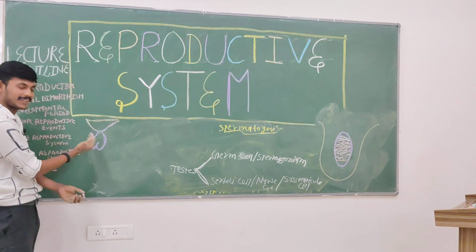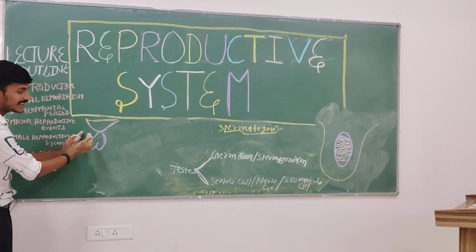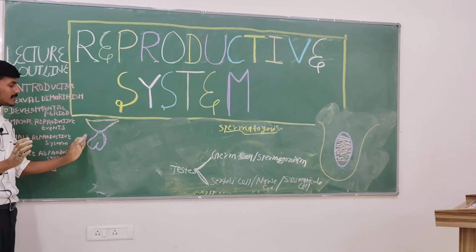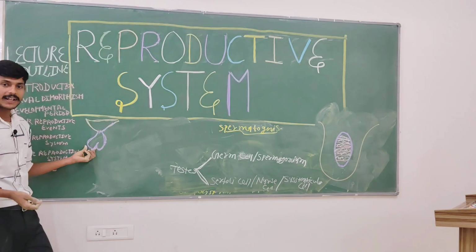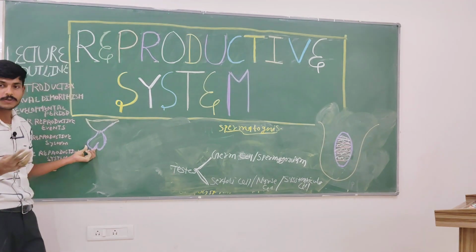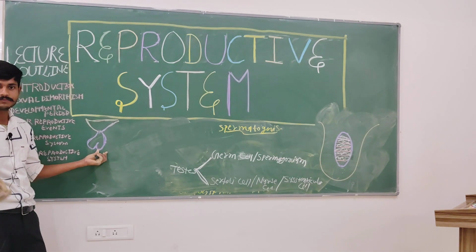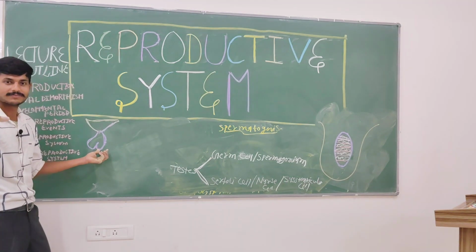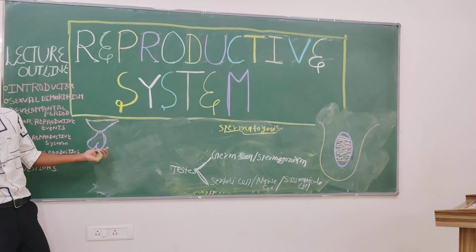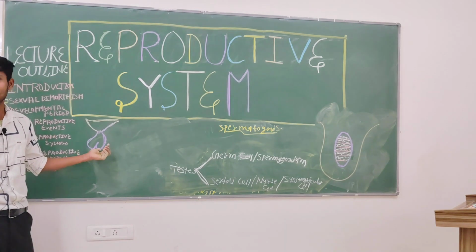The gland which is present anteriorly is known as the anterior pituitary gland, and the gland which is present posteriorly is known as the posterior pituitary gland. The anterior pituitary secretes most of the hormones, and the posterior pituitary secretes only 2 hormones. Can you name them? Just listen carefully. Posterior pituitary hormones.